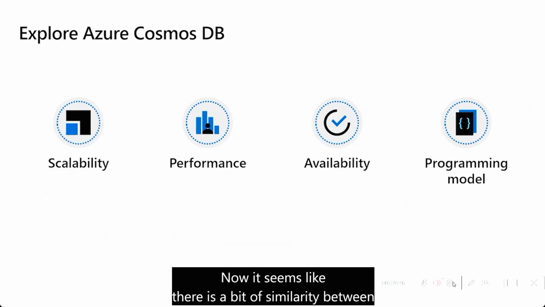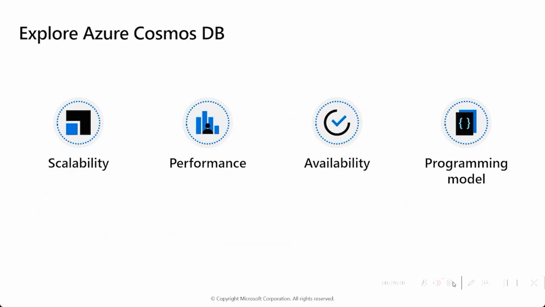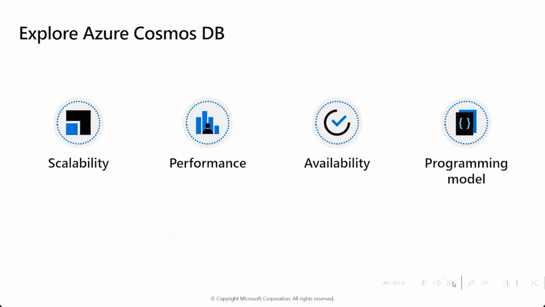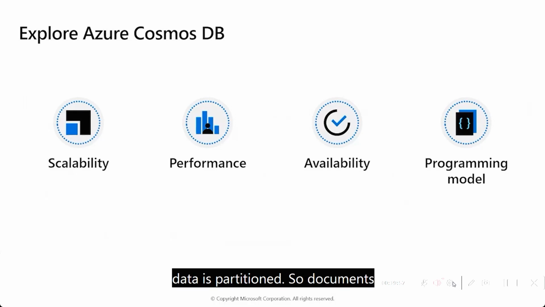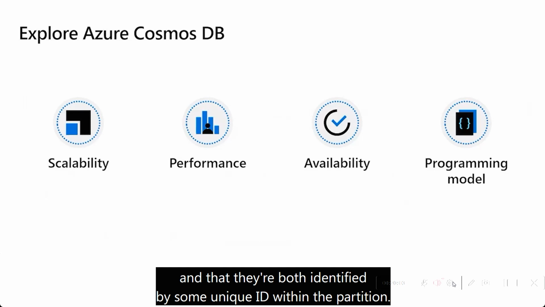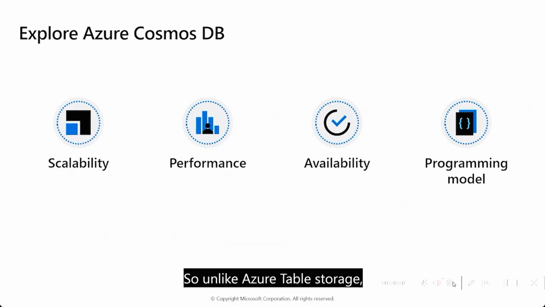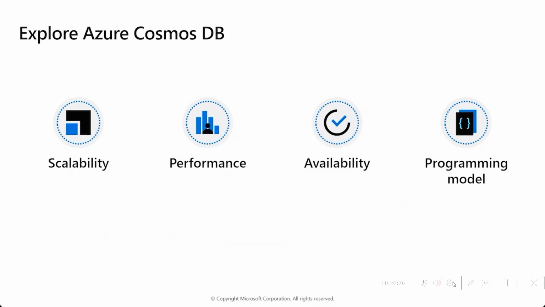Now, it may seem like there is a bit of similarity between an Azure Cosmos DB container and a table in Azure Table Storage in that data is partitioned, so documents in Cosmos DB and rows in a table are both identified by some unique ID within a partition, but that's sort of where the similarity ends. Unlike Azure Table Storage, documents in the Cosmos DB partition aren't actually sorted by ID.